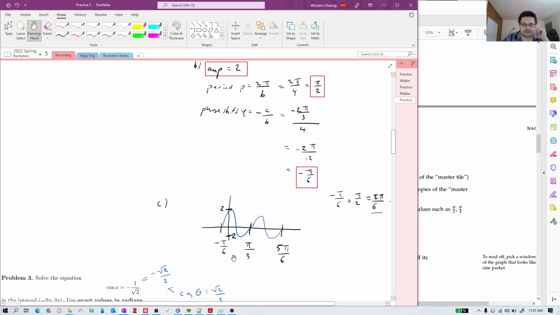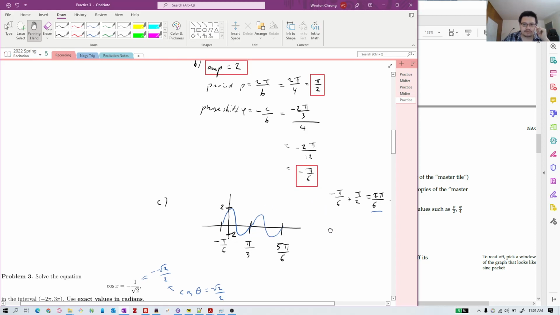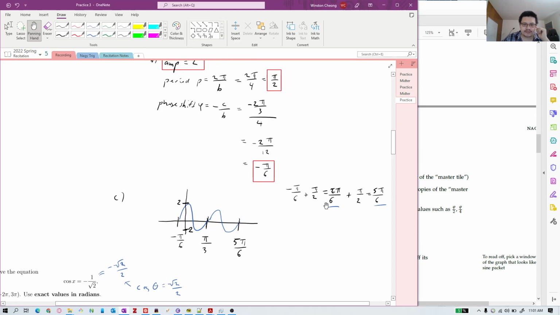You want to start at your phase shift, your phi, and then you want to add p to that. So I did that calculation here. The phase shift is minus pi over 6. I add p to it, pi over 2. And then, well, pi over 2 is 3 pi over 6. 3 minus 1 gives you 2. So 2 pi over 6.